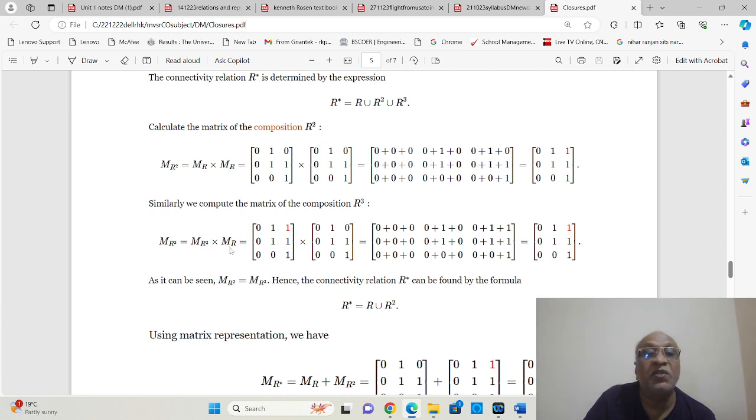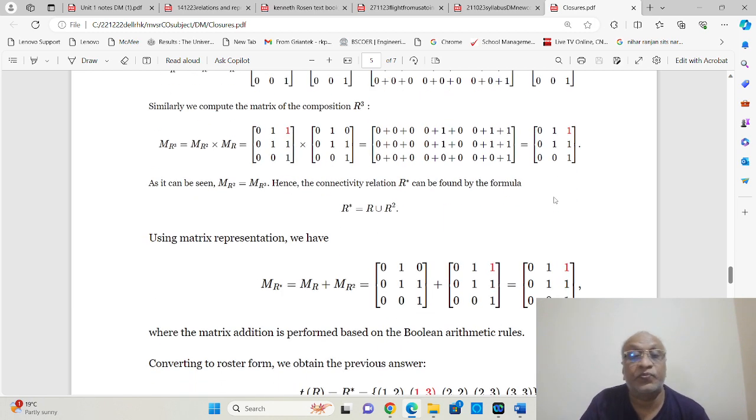R square again multiply with the original matrix, you will be getting the R cube. So you got this 0, 1, 1, 0, 1, 1, 0, 0, 1. And you can see that matrix R square and matrix R cube are the same, equivalent. So my connectivity relation R star can be found out using R union R square. So I know R is there and I know R square is there.